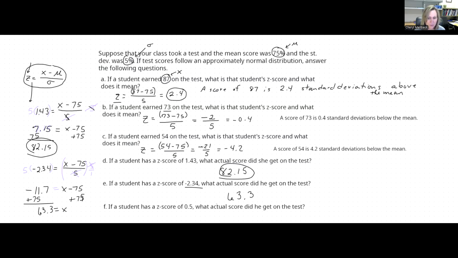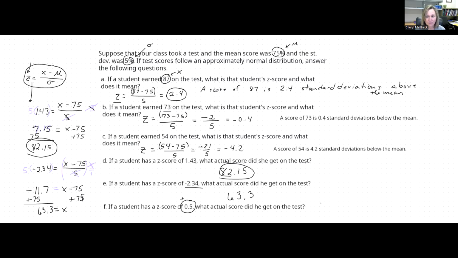Now we'll look at our last one, which says a student has a z-score of 0.5. What actual score? We could really do this in our head, because remember, the z-score is 0.5. Remember, z-score is how many standard deviations you are above or below the mean. Since our z-score is positive, we know we're half a standard deviation above the mean. Well, if a standard deviation is 5 units, half of that is 2.5.